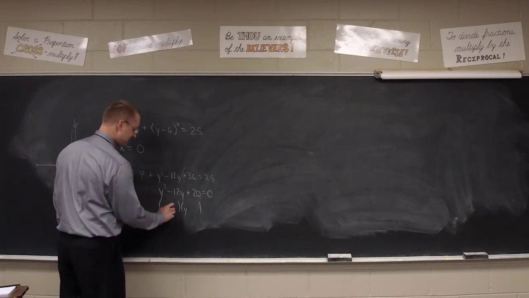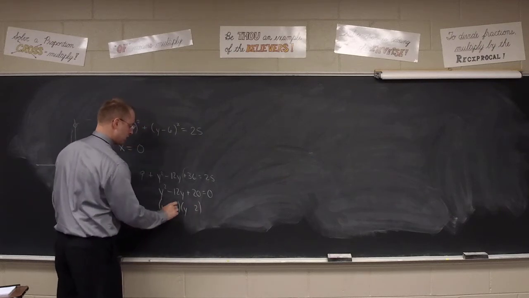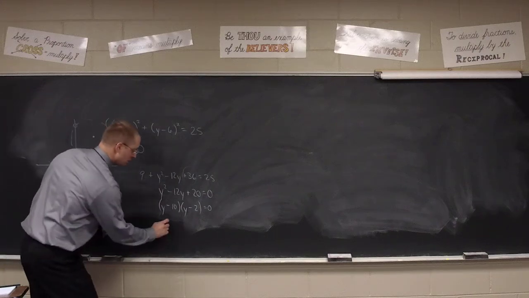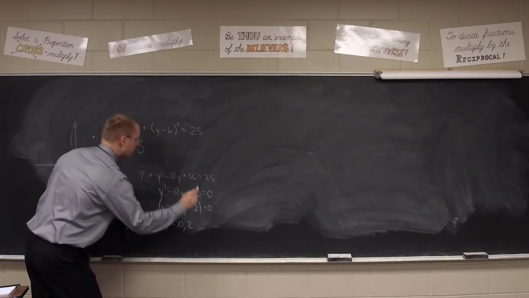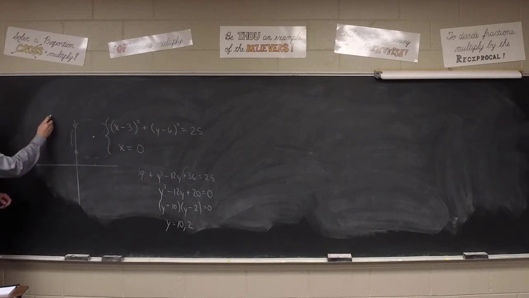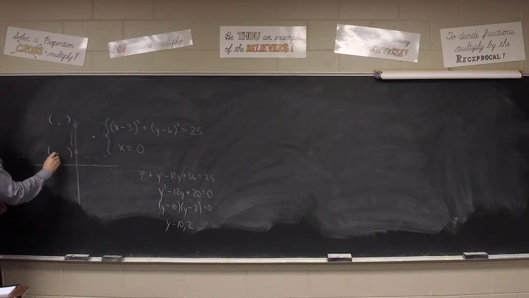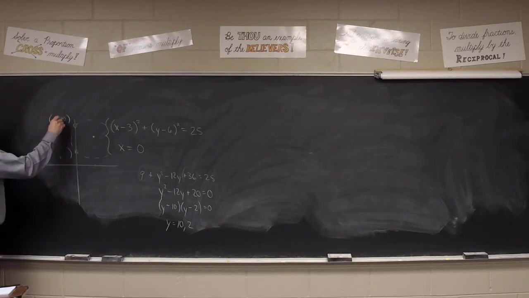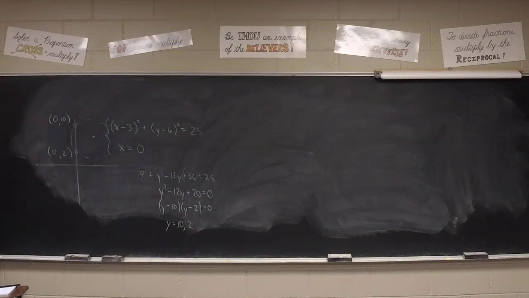It'll be 10 and 2, and they'll both be negative. So then y will be positive 10 or positive 2. Okay, so what are the 2 points where my circle crosses the y-axis? It'll be (0, 10) and (0, 2). There we go. Does that make sense? Questions on that problem? Let's take a look at example 2 now, if you would.